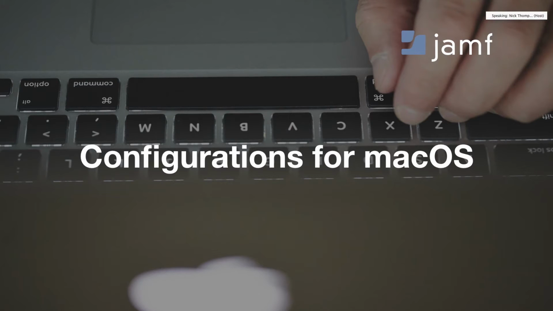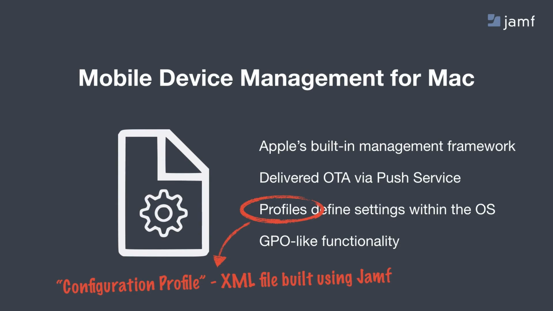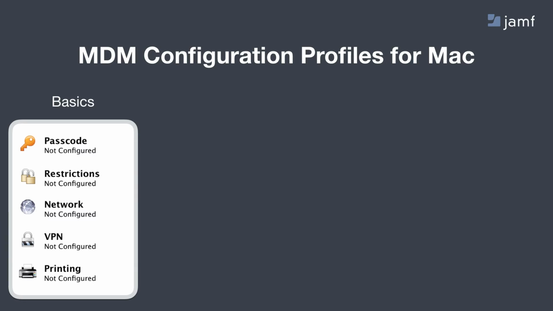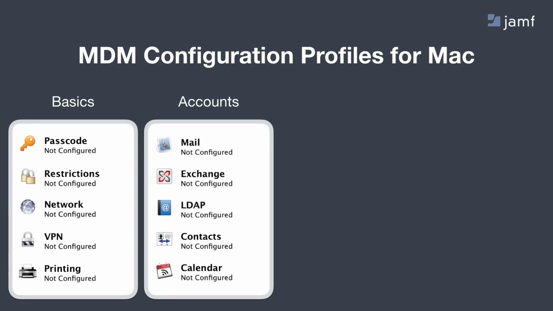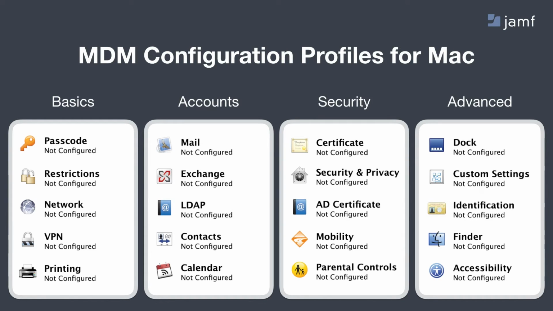So what configurations are available for macOS? Well, again, this all relies on MDM, and it's thanks to profiles. Or really the correct term is called a configuration profile, and it's just a little XML file that you build using Jamf. And these are the different payloads that you can build in order to configure your Macs the way that you would like to have them. I've kind of categorized them for you so that it makes sense.